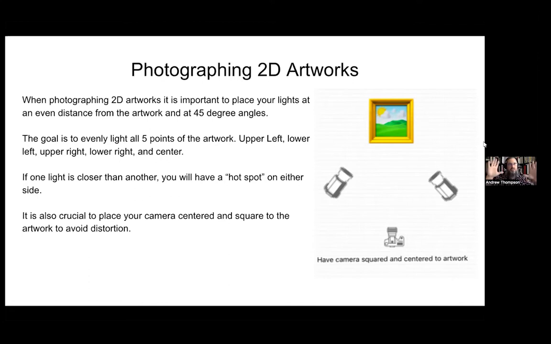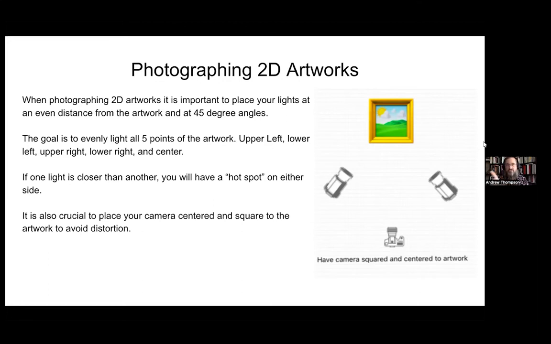45-degree lights, also as even as possible in distance and height. Take care to make sure that these points, the 5 points, are as even as you can get them. You may not have a light meter, but if you do, that's a good way to do it. And try not to have your light sources closer one than the other.